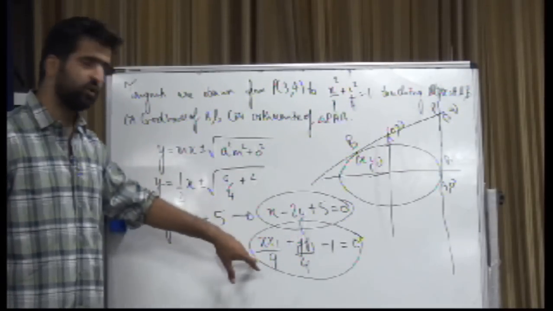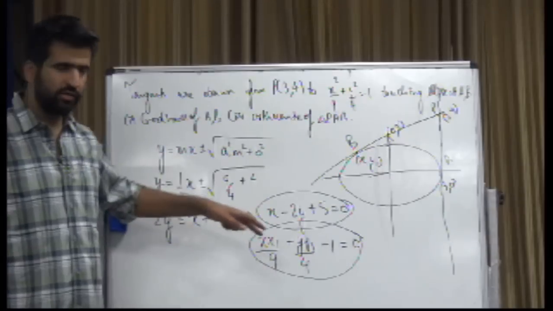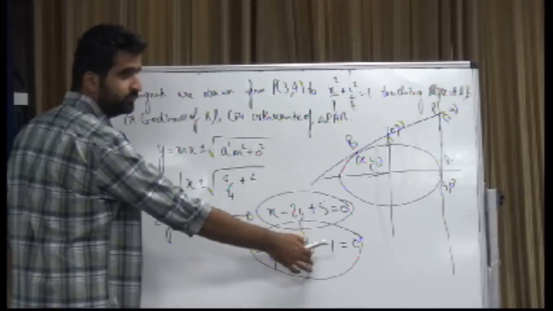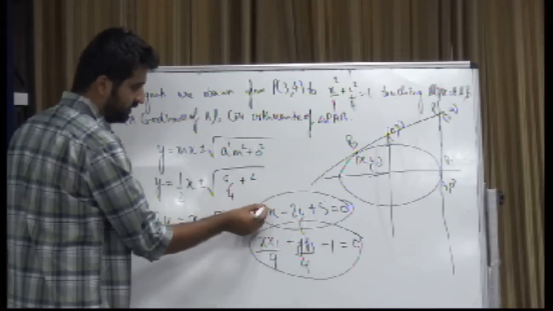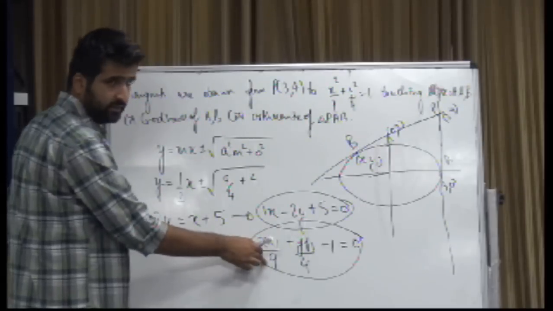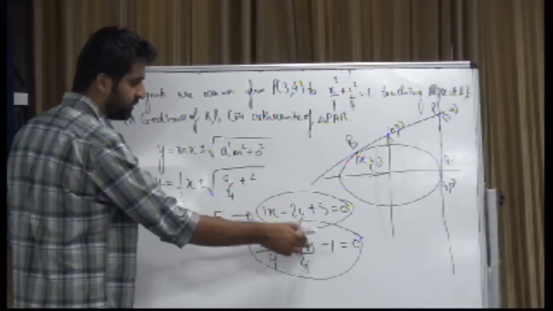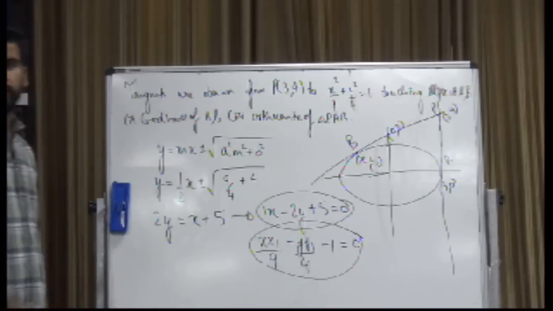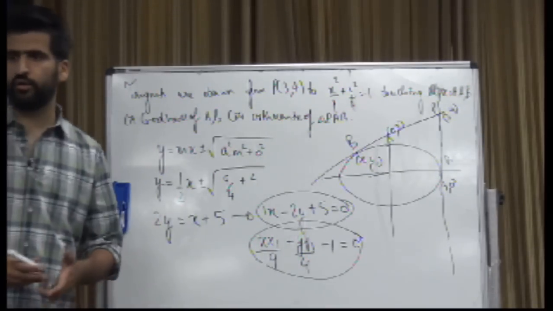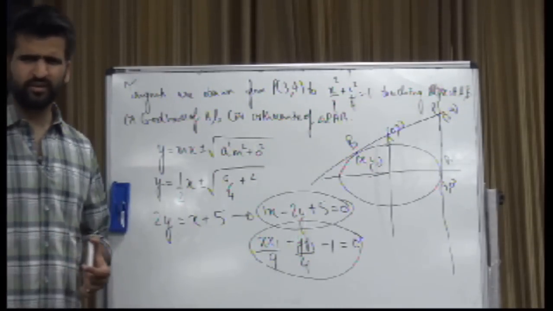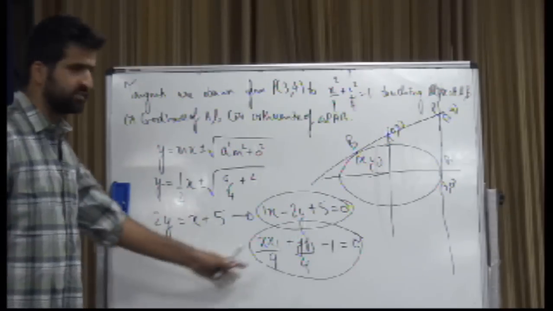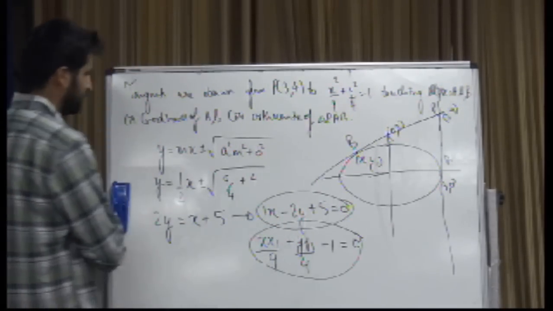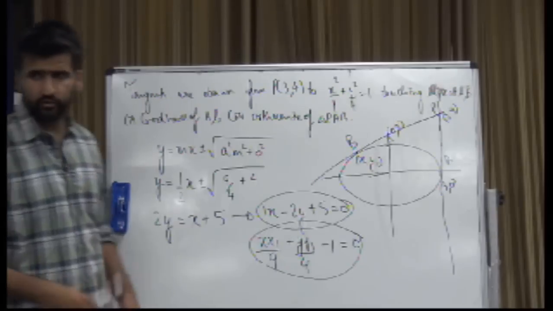So compare the coefficients. How will you compare? These ratios should be proportional. So 1 upon x1 by 9 is equal to minus 2 upon y1 by 4 is equal to 5 upon minus 1. From there you will get the points x1 and y1. Those methods are okay, but I think this will be much simpler. Understood till now? Any doubts?